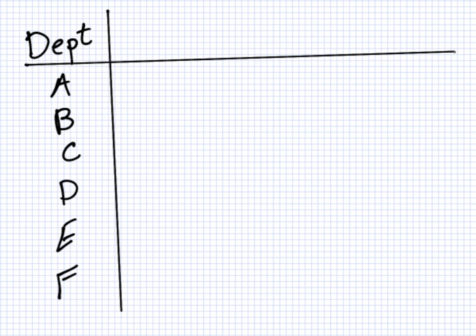Okay, so let's see. We're talking about university. So the university has different departments. So department A, B, C, D, E, and F. It only has this many departments, okay? And we'll split the applicants up into two. So we have the male people who applied and the female people who applied here.